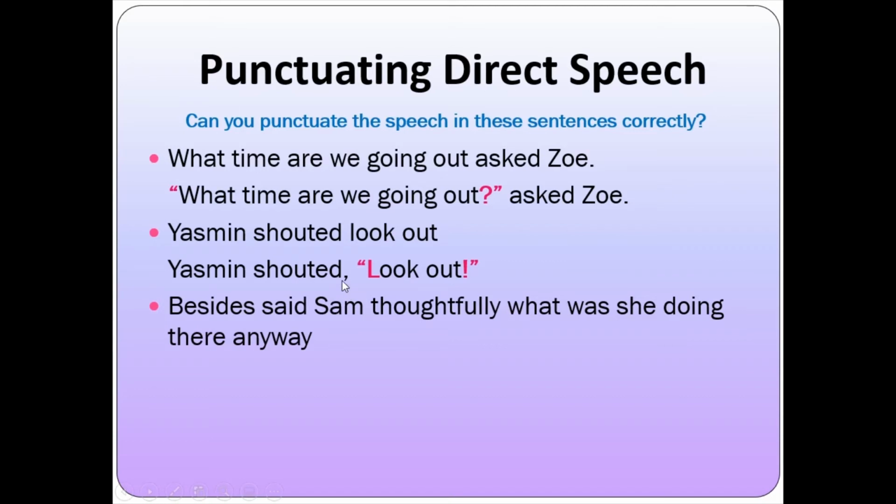And there it is. I need my comma before, okay, because this clause is first. And I've got my speech marks, my exclamation mark, and a capital letter, because it's the start of a speech sentence. "Besides," said Sam thoughtfully, "what was she doing there anyway?" What would I need here?